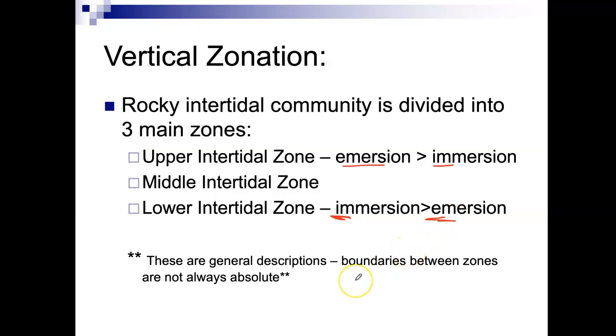So these are, again, very general descriptions, and boundaries between each zone aren't always absolute. The steeper your rocky shoreline is, the more definitive those boundaries are going to be. And the more gradual your rocky shoreline is, you'll see those boundaries will not be quite as distinct.